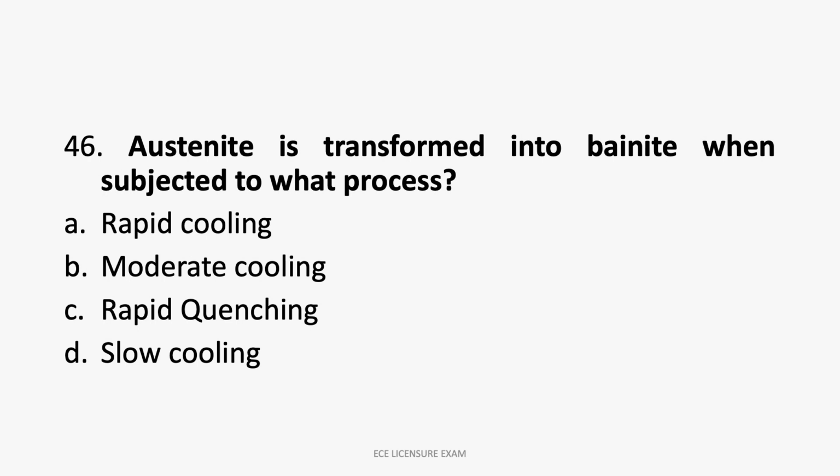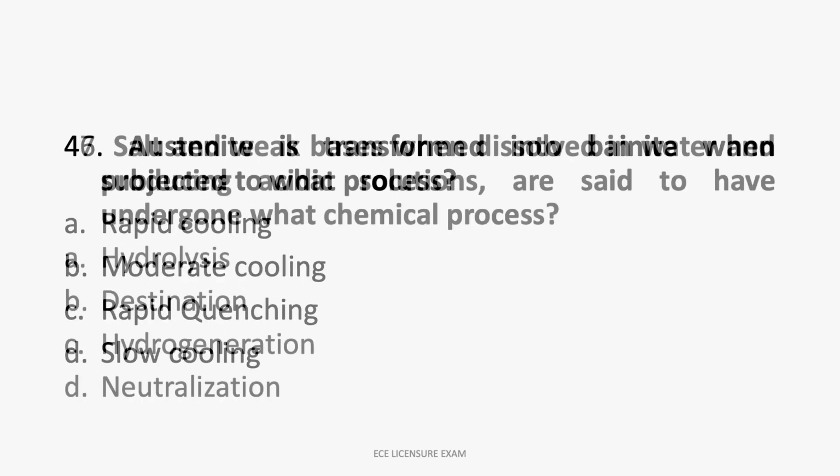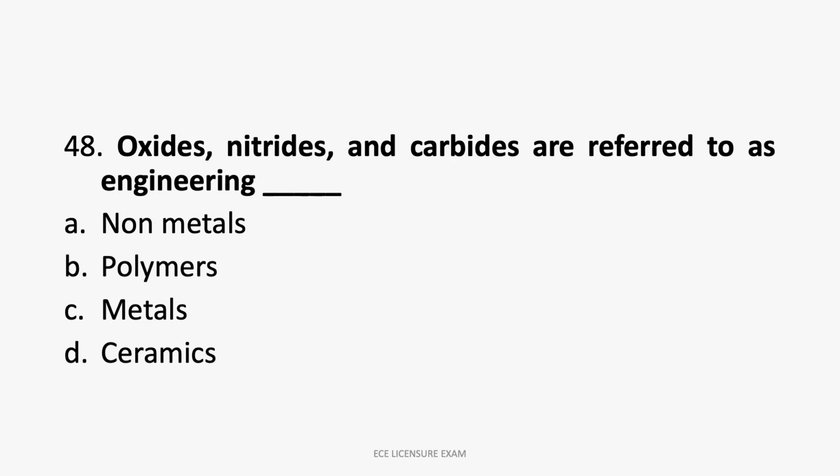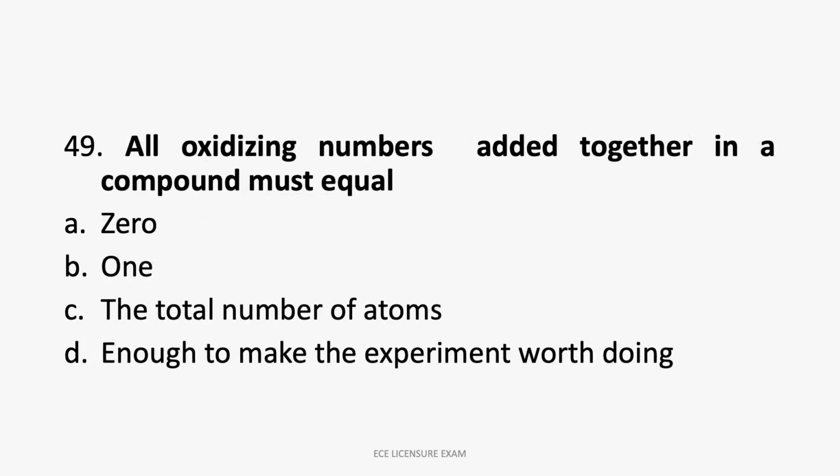Austenite is transformed into bainite when subjected to what process? Moderate cooling. Salts of weak bases, when dissolved in water and producing acidic solutions, are said to have undergone what chemical process? Hydrolysis. Oxides, nitrides, and carbides are referred to as engineering blank. Metals. All oxidation numbers added together in a compound must equal 0.